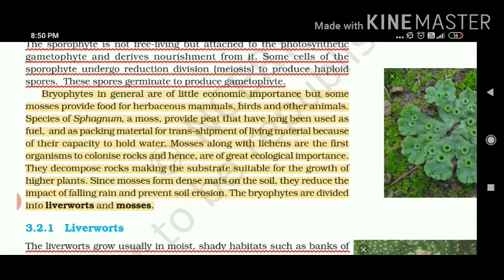So in the next video lecture, we are going to study liverworts and mosses. How do they vary from each other? What are their gametophyte and sporophytic body structures? So till then, thank you students.